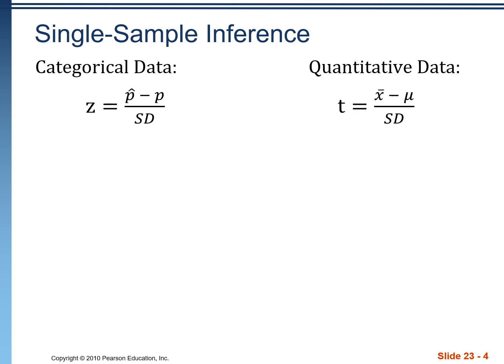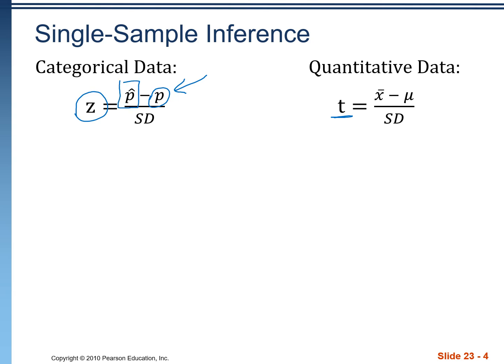Basically, we're just going to take our sample result, we're going to subtract the null hypothesis value, and we're going to divide it by the standard deviation. So for categorical data, again, we're dealing with proportions. Categorical data and proportion problems are always z-scores. Quantitative, once we have x bars, we're working with t-scores. Our null hypothesis always comes second here, so that's always being subtracted from the sample result.